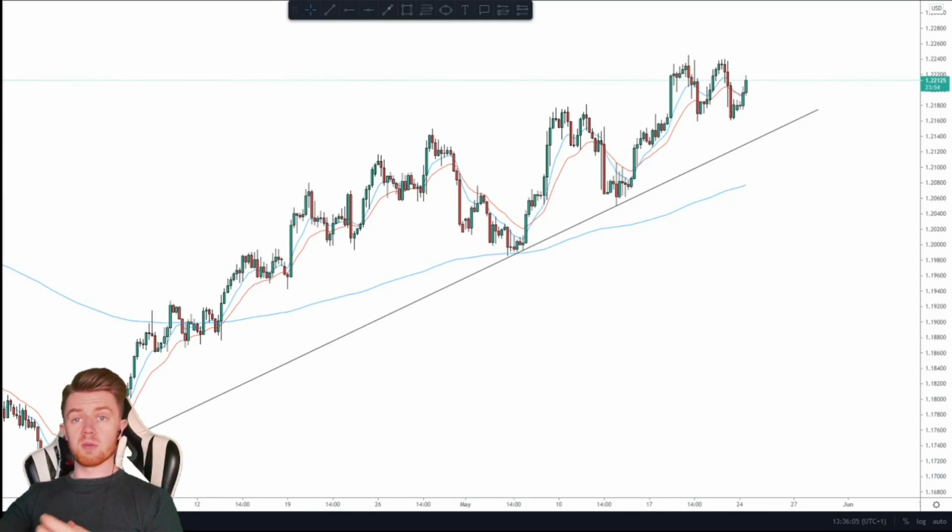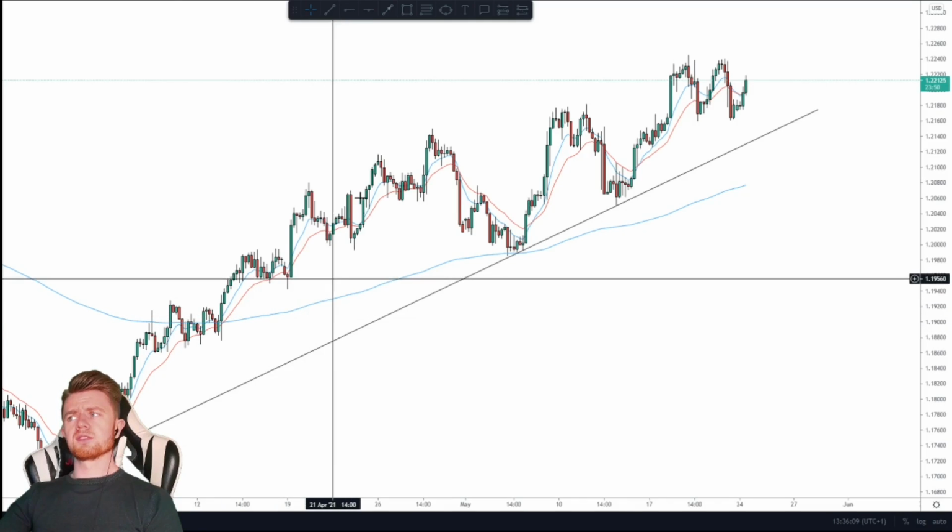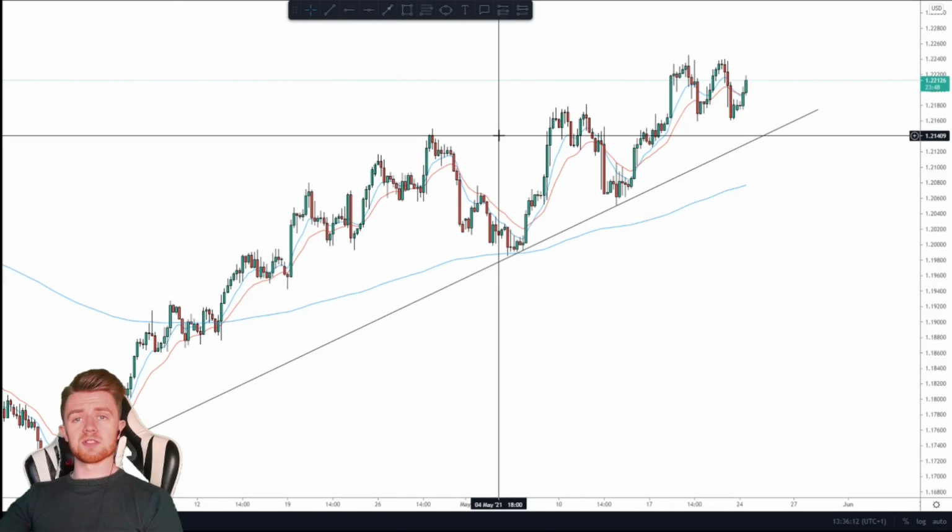So as we know a brief bit about trend line breakouts, we can then go on to identify what a counter trend line is.